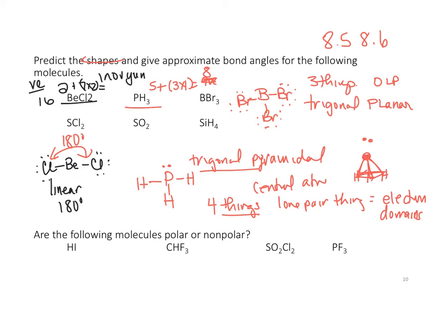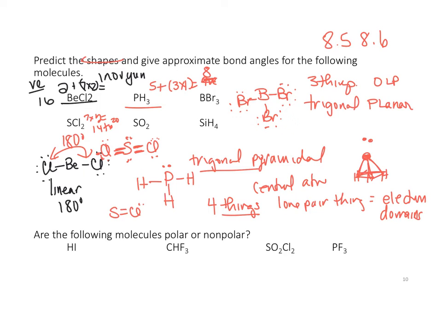Okay, SCl2. And this is really double bonded here. We can count up our valence electrons. So you have 7 times 2 is 14, plus 6 is 20. 1, 2, 3, 4, 5, 6, 7, 8, 9, 10, 11, 12, 13, 14, 15, 16, 17, 18, 19, 20.